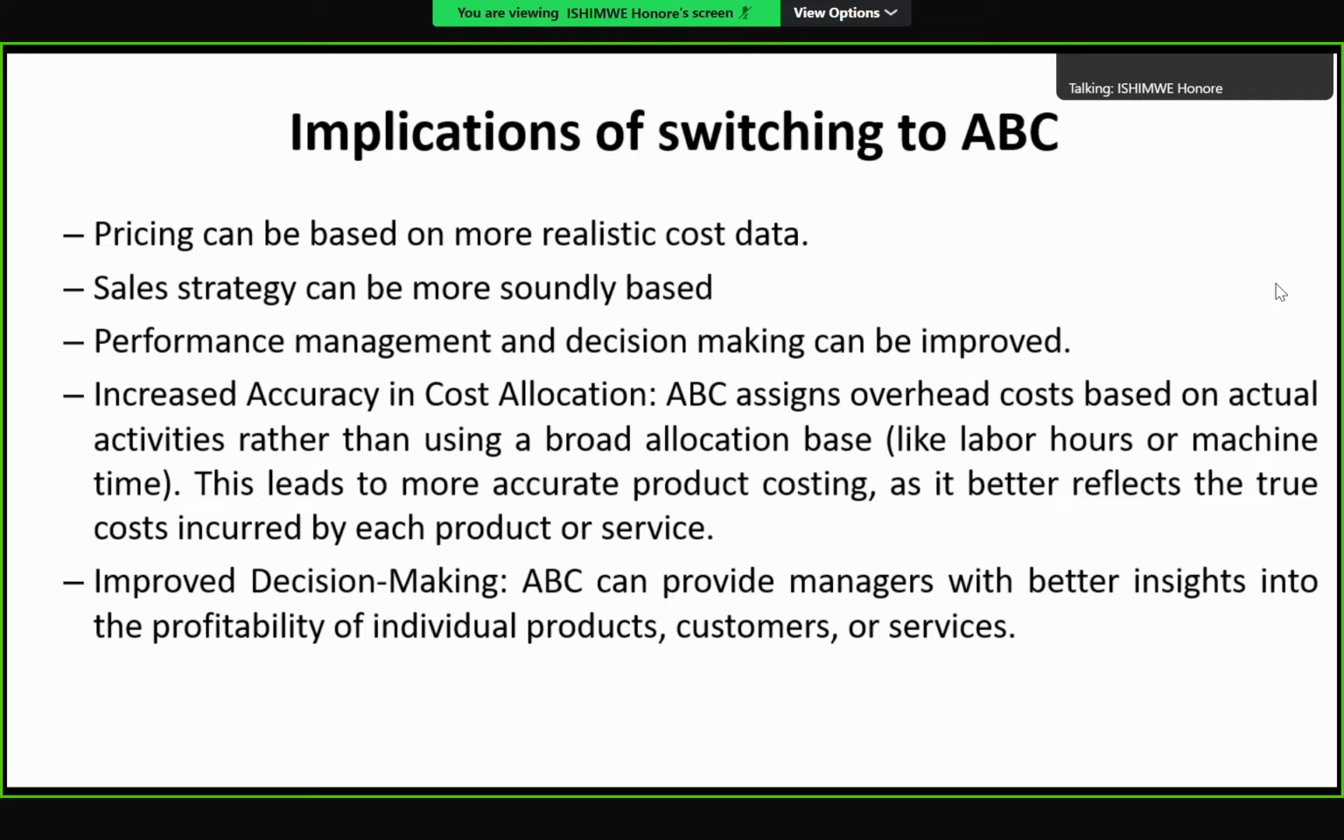And it will also help us to improve decisions because ABC will provide managers with better insight into the profitability of individual products, customers and services as well. So it can help you to conclude that this product is more profitable than that one, depending on the activities happening there and the cost it incurs. Or you can determine for each customer or each service you provide what the profitable ones are. It can help you to make those decisions. That is the implication of switching to ABC.